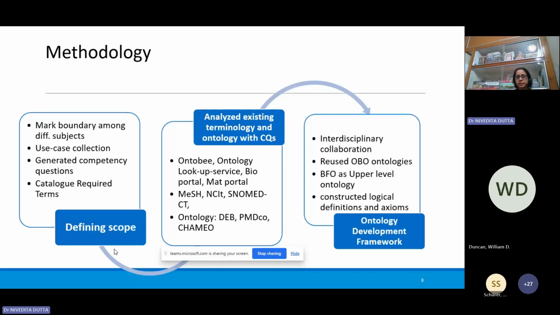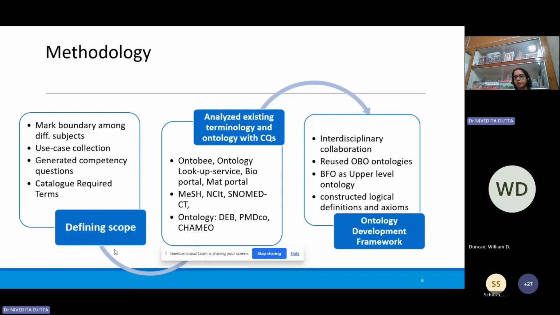The next part was analyzing existing sources for our requirement. For this reason, we took help from OntoBee, Ontology Lookup Service, BioPortal, and MatPortal. And these are the names of the terminologies and ontologies where we found the mention of dental material. That part will be discussed later also.